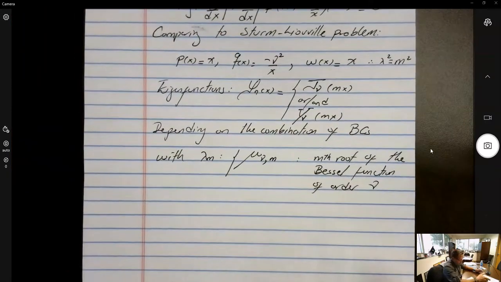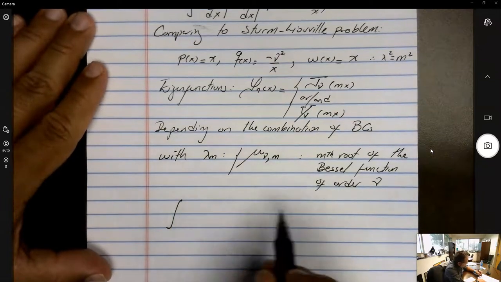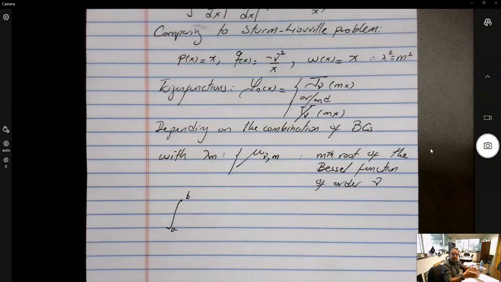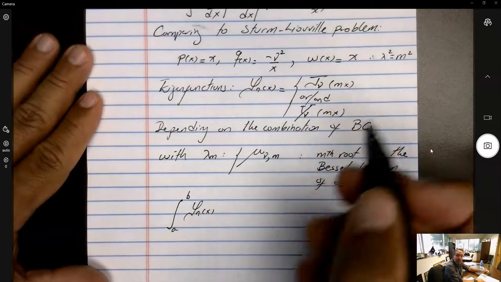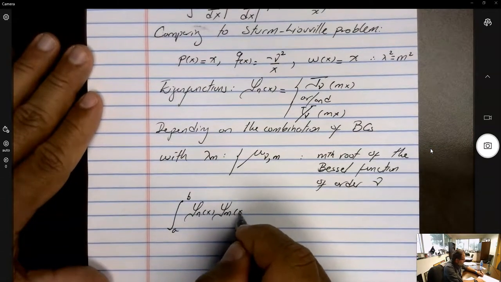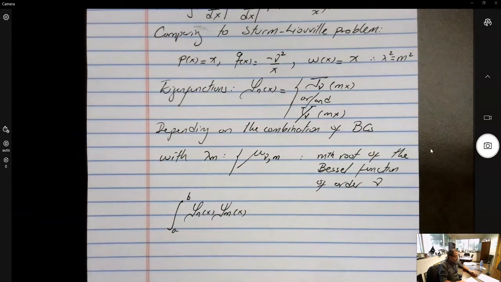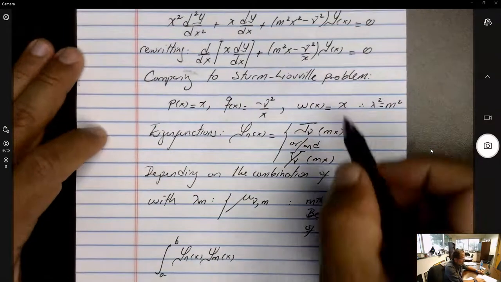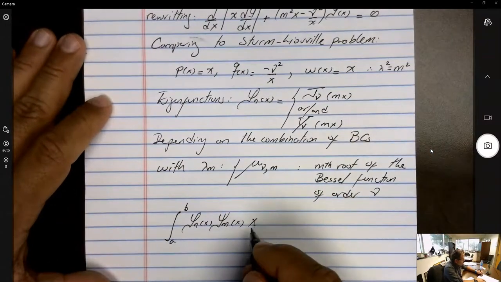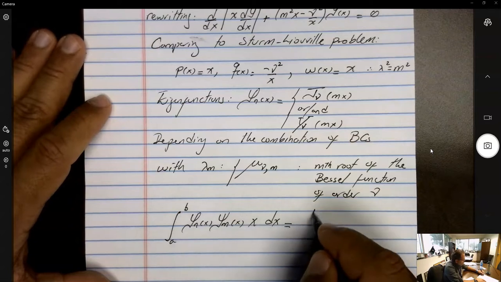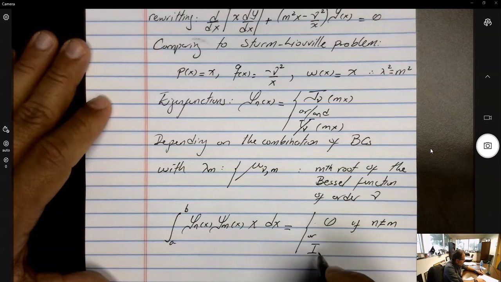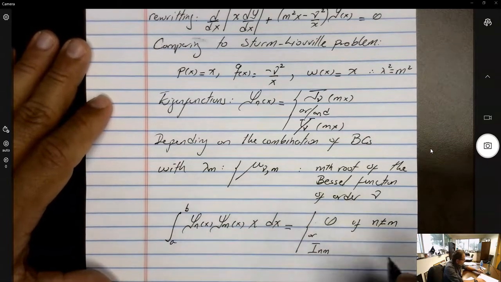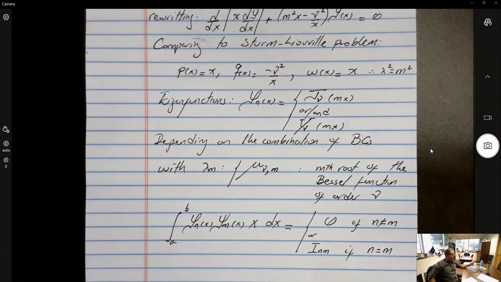In addition to that, these functions are orthogonal from a to b, a being the beginning of the domain, b being the end of the domain. Whatever they are, either J, Y, or a combination of the two, they are orthogonal to each other, meaning that if you integrate them at different frequencies with a weight function of x, which comes directly out of comparing the equation to the Sturm-Liouville problem, you either get 0 if n is different than m, or you get some non-zero value I n m when n is equal to m. That's how it works for the Bessel equation.